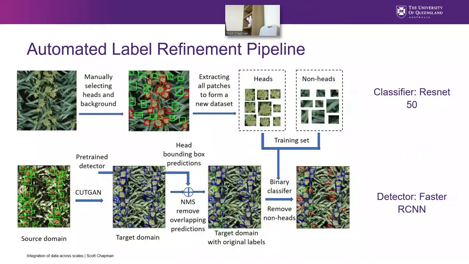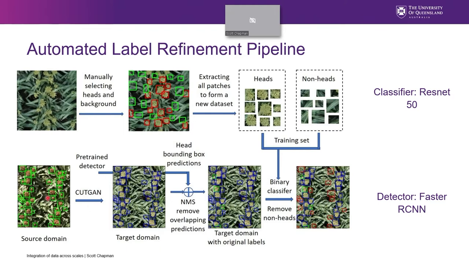And Chris James has done some really nice work to augment this. So we got the cycle GAN working, and then he also built this label refinement pipeline. To do this, he selected heads and backgrounds. So he took a lot of random samples of these, extracted all these patches out to make a data set, and then ran a classifier to classify heads and non-heads.